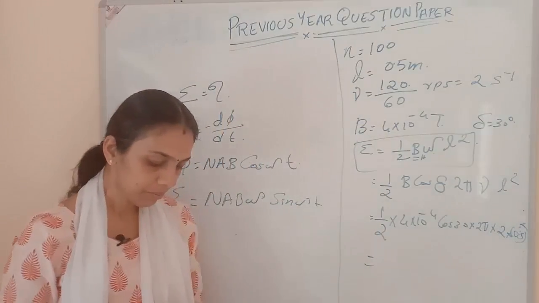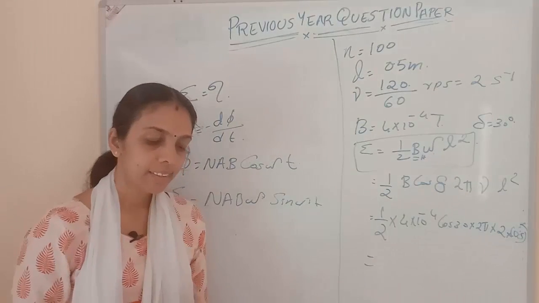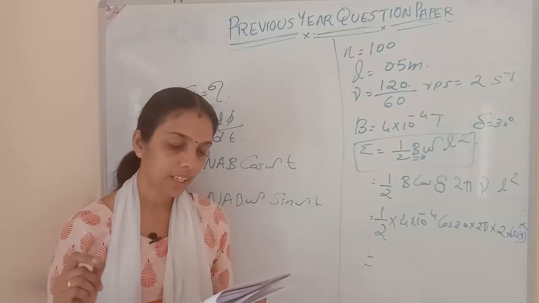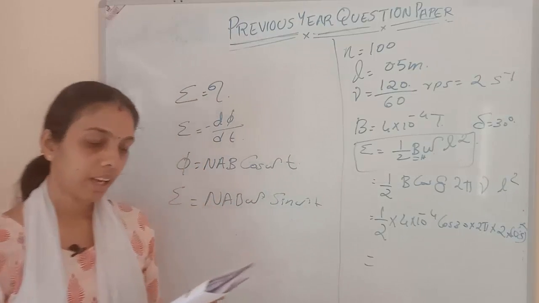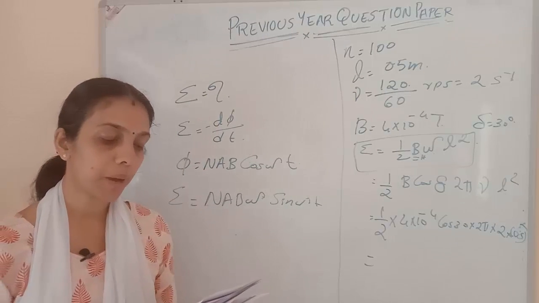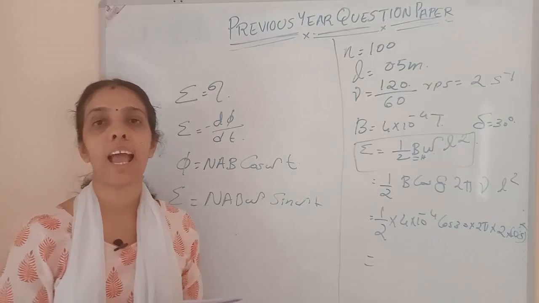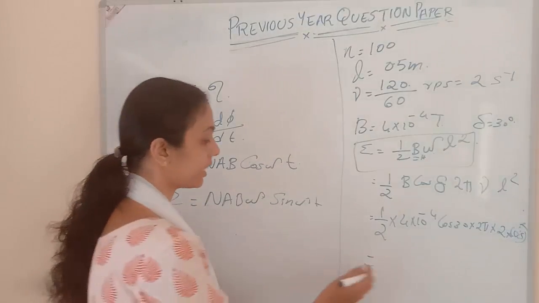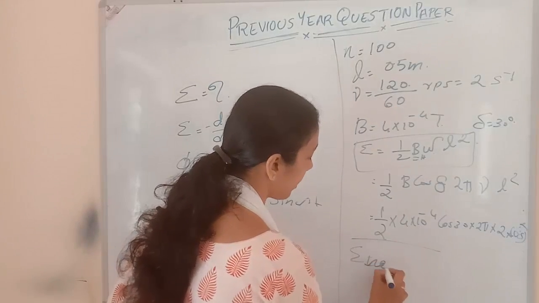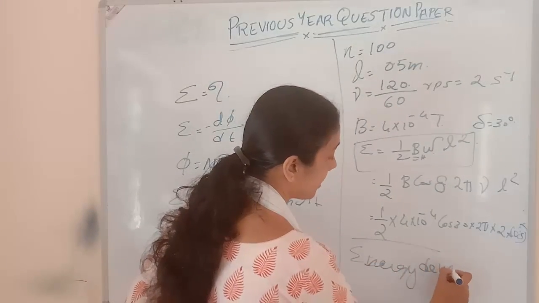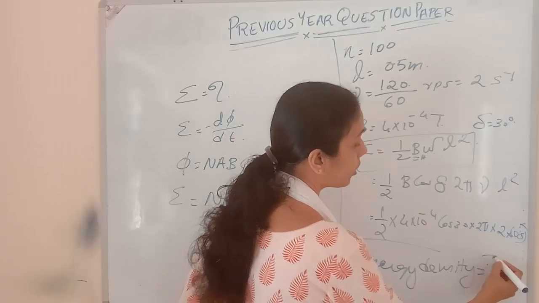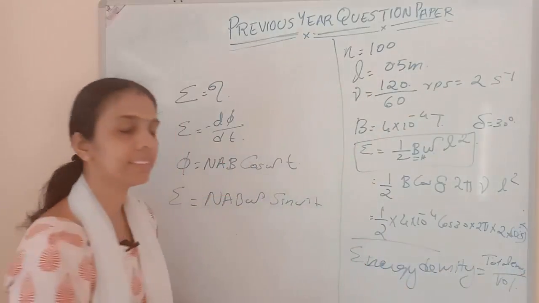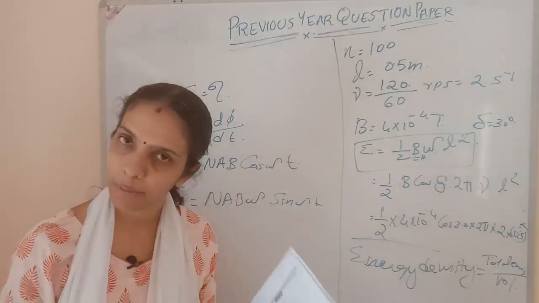Okay, clear? So the next one is: derive the expression for magnetic energy stored in an inductor when a current I develops in it. Hence, obtain the expression for magnetic energy density. Energy density, how can we find energy density? We should find the energy density, that is total energy divided by volume. Energy density will be equal to total energy divided by volume.